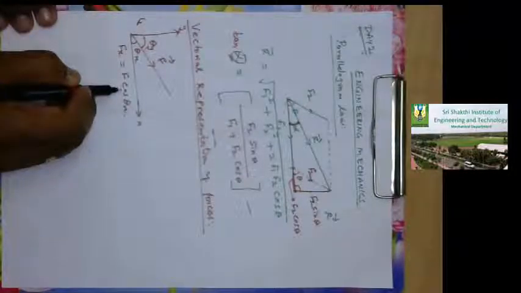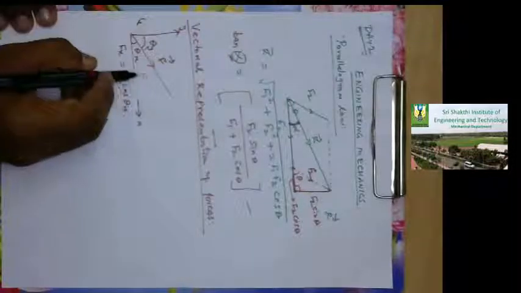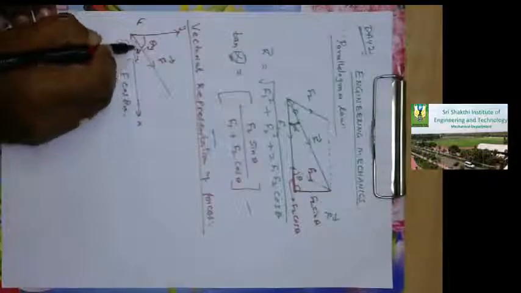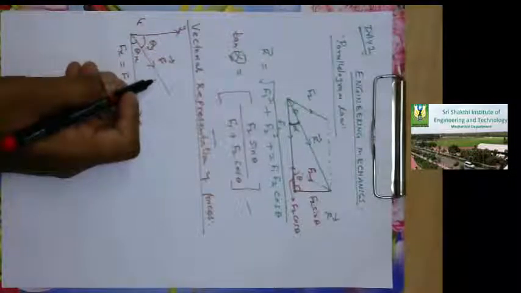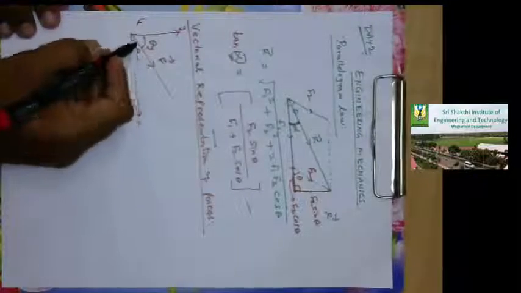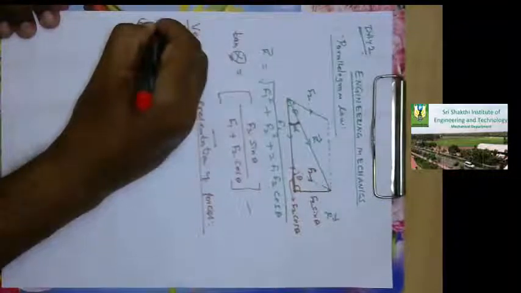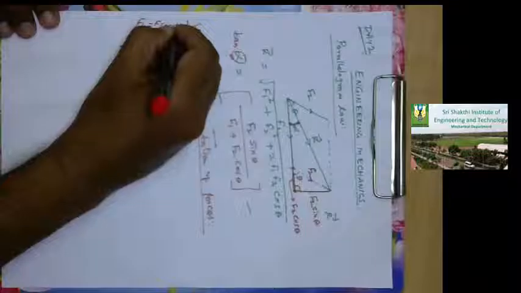In the same way, if I resolve this force into horizontal and vertical components, Fx will be equal to F cos theta x, and Fy will be the vertical component of this force, equivalent to F into sin theta x. Sin theta x I am writing in terms of theta y, so sin theta x will be equivalent to cos theta y. So Fy will be equivalent to F cos theta y.